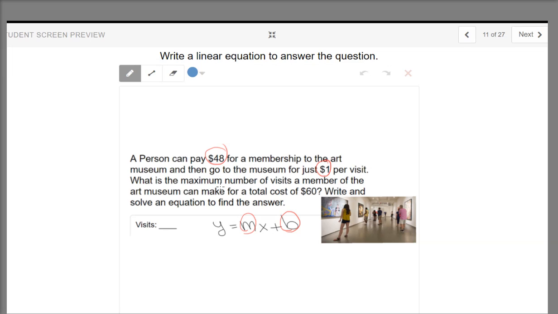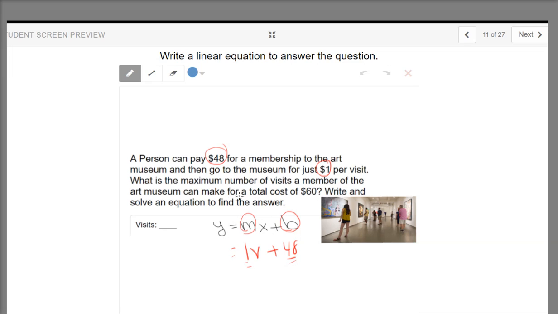So what is the maximum number of visits a member of the art museum can make for a total of $60? So let's see. The rate of change is $1 per visit, and I'm going to put V for visit. I'm not going to use X. Every visit, I'm going to add 1 plus 1. That's 2 visits. That's 3 visits. That's 4 visits. So every time I visit, I'm going to repeatedly add $1. All right, so the initial value is 48. So plus 48. So this is money and more money, and this is total money.